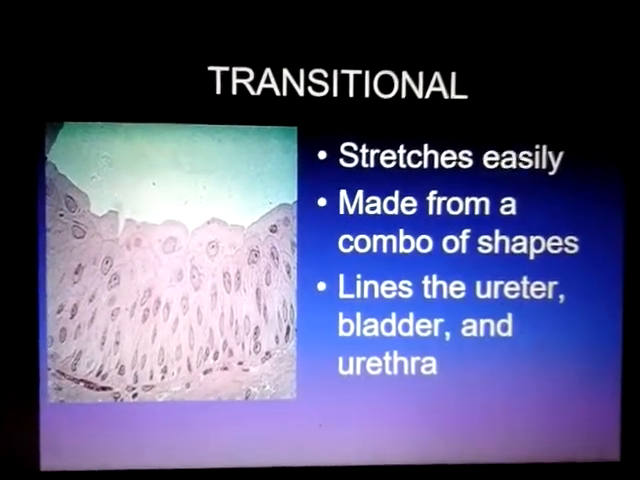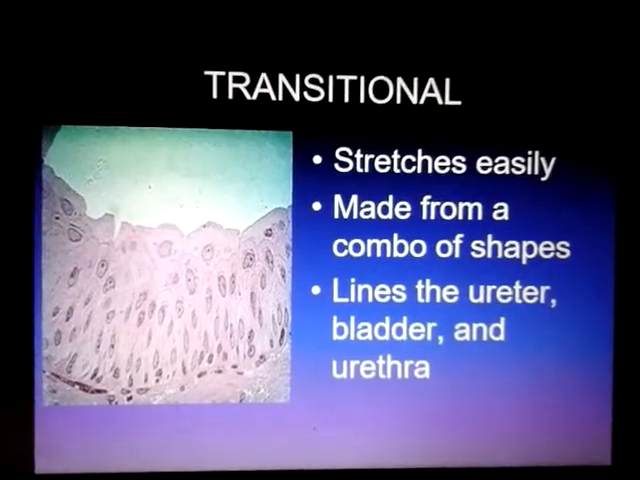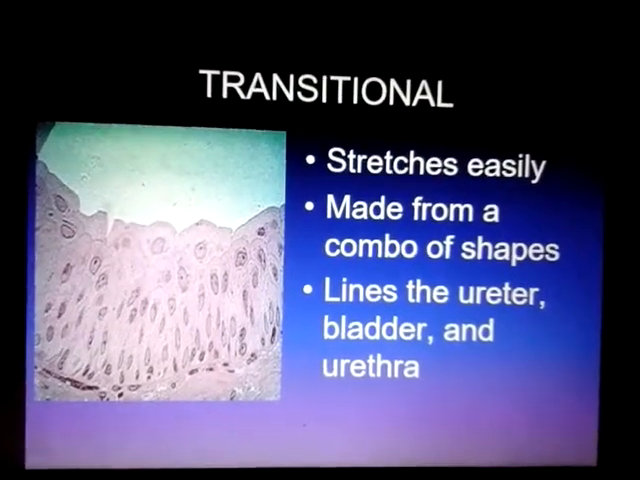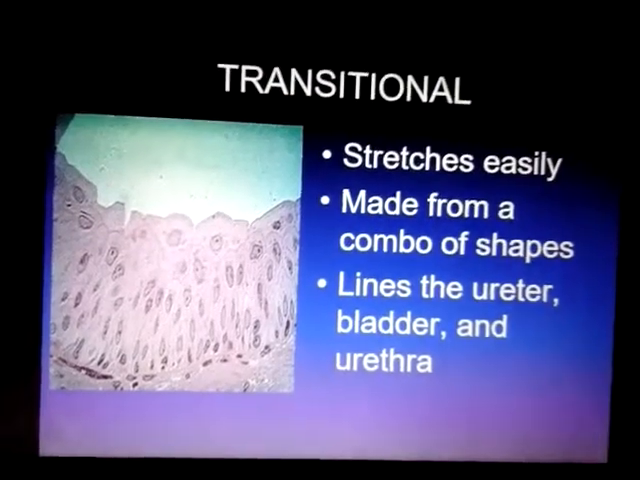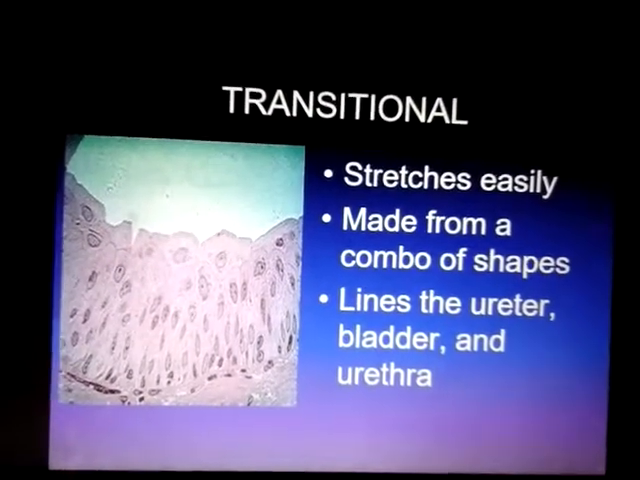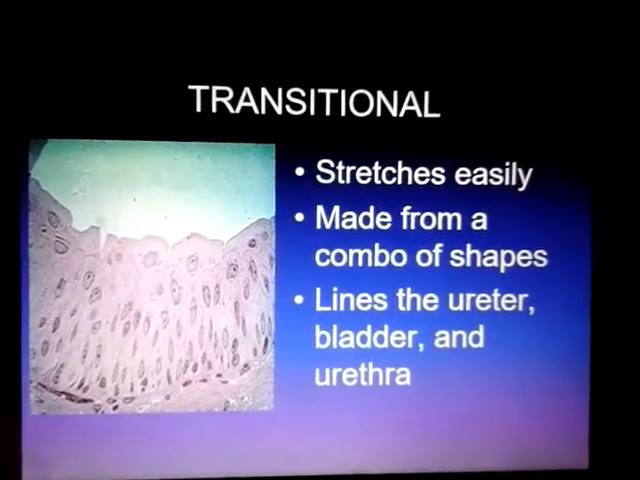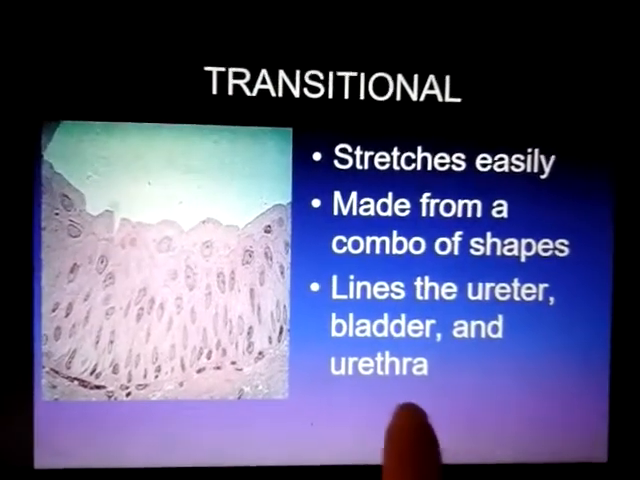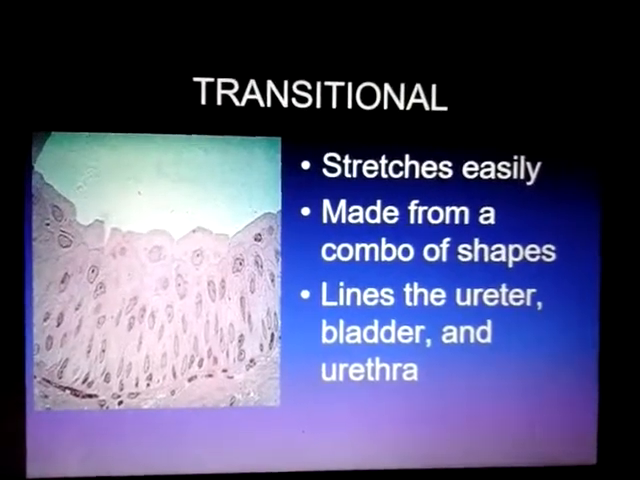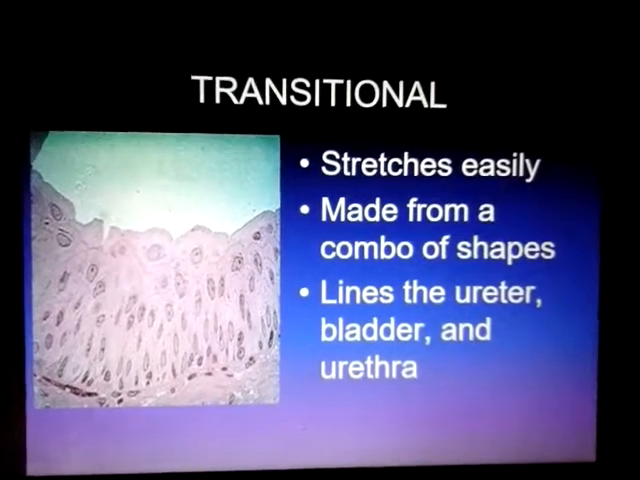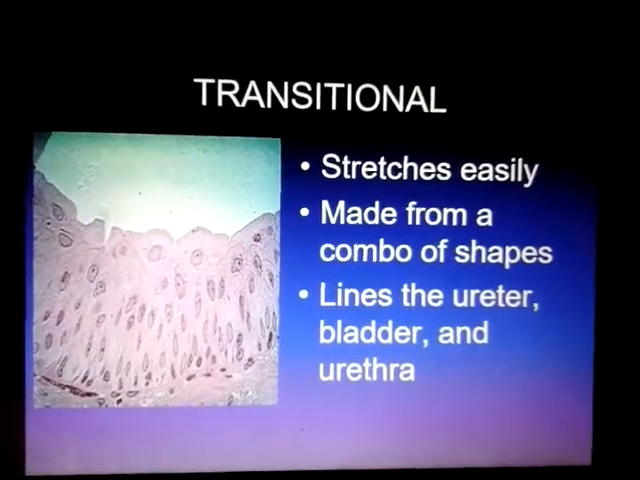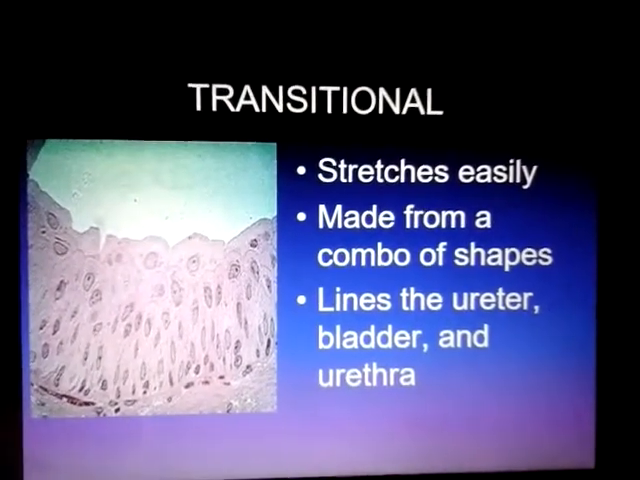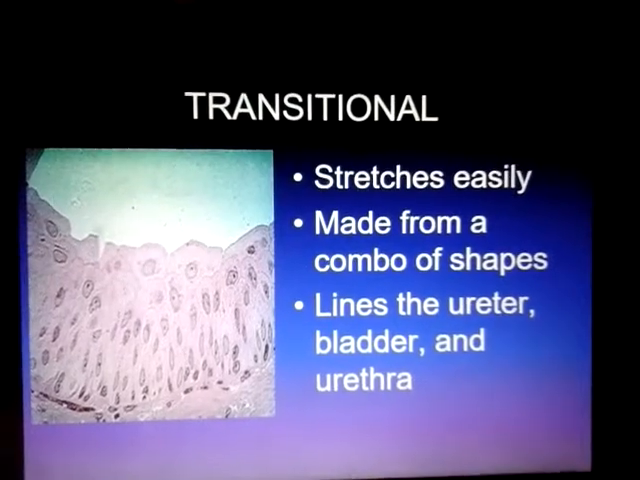The ureter is a tube that comes from the kidney down to the bladder. So as your kidney makes urine, it flows down the ureter into the bladder. So depending on how much urine your kidney's making, that tube has to be able to stretch a little bit. And the urethra is basically the tube you pee out of. So again, depending on how much urine's coming out, that tube might have to swell open a little bit. So transitional is always stratified.